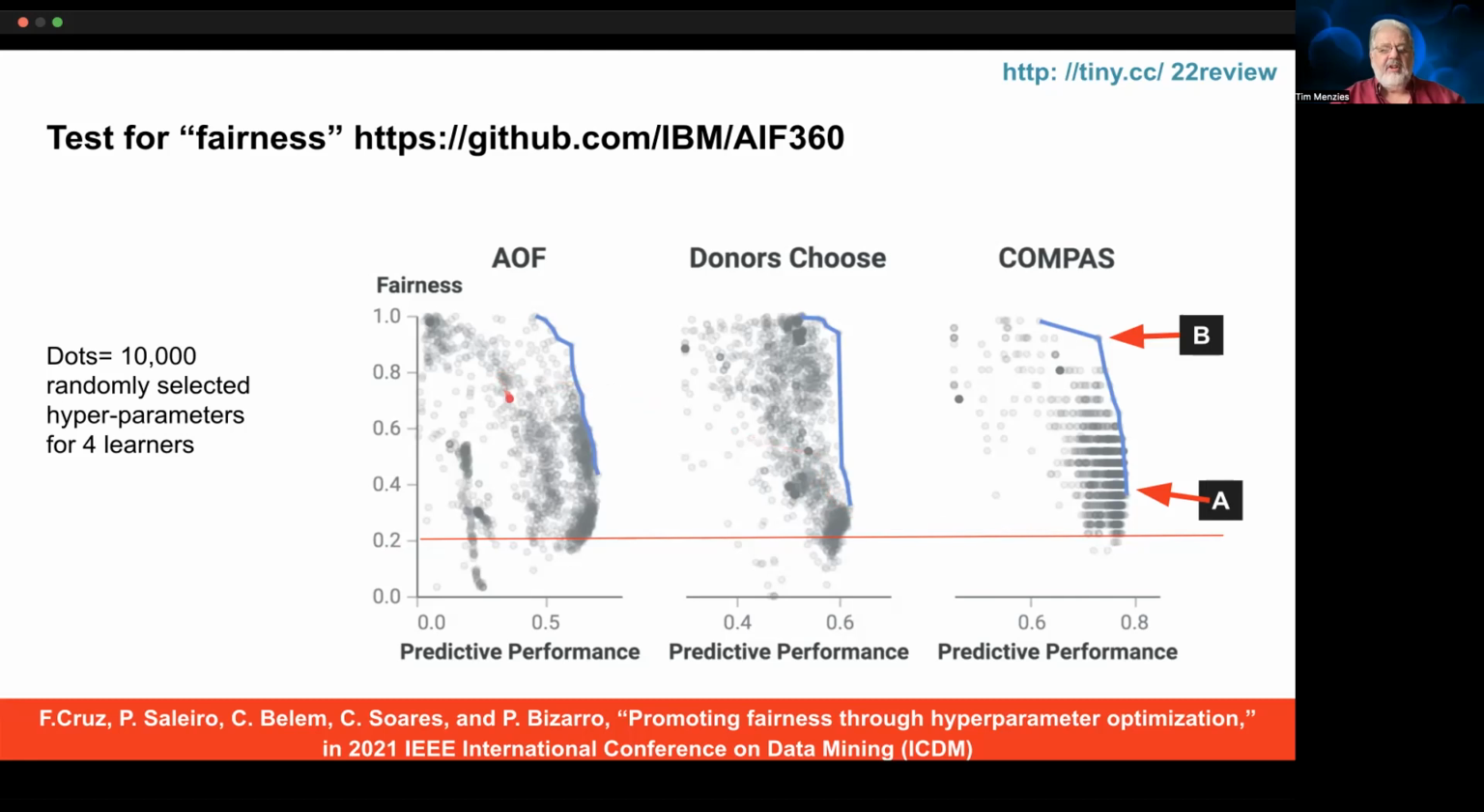And each one of these dots is a different hyperparameter. Now, for any other audience, I now go off and explain hyperparameters. For you lot, I say, there are magic tuning parameters in our learners. And these are hyperparameters, like in kth nearest neighbor, how many K do you use? And for your neural nets, what architectures to use? And so these are just 10,000 random hyperparameters picked for 4 learners.